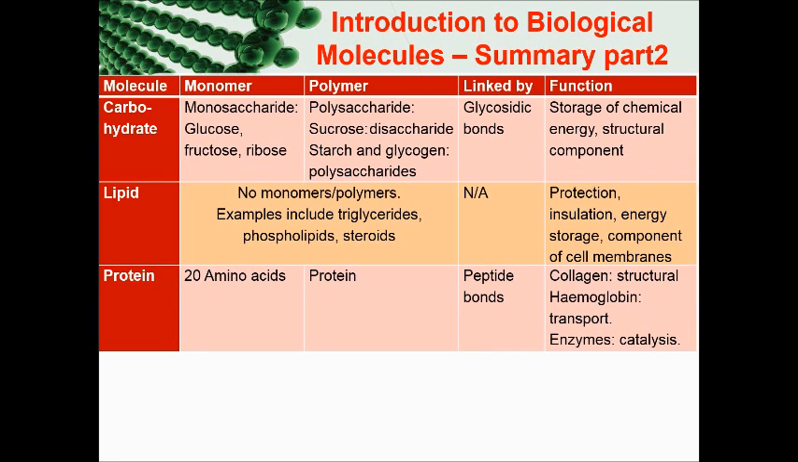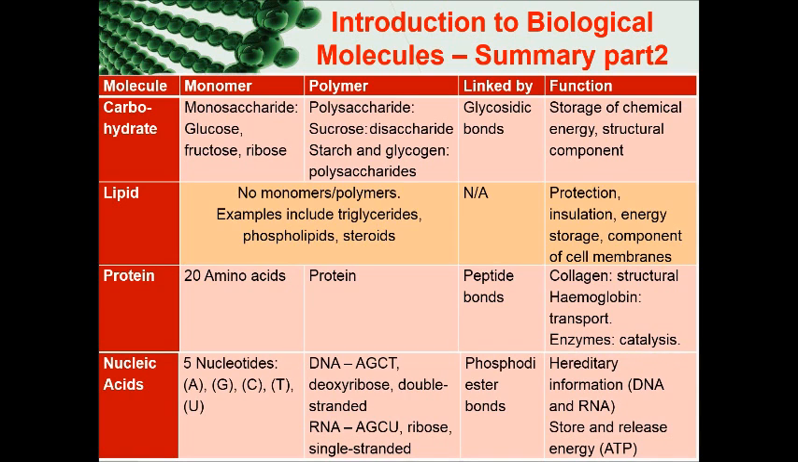After that, we investigated the proteins. The monomers of these are amino acids, and there are 20 different types. They join together by condensation reactions to produce proteins, and the link is called a peptide bond. Some of the important functions of proteins include transport of oxygen by hemoglobin and the reaction catalysis by enzymes. Finally, we discussed the nucleic acids.